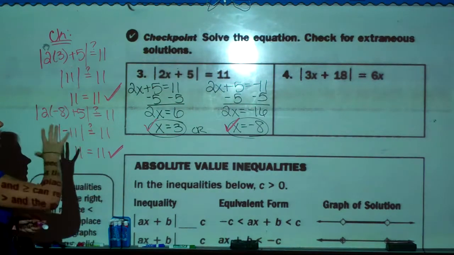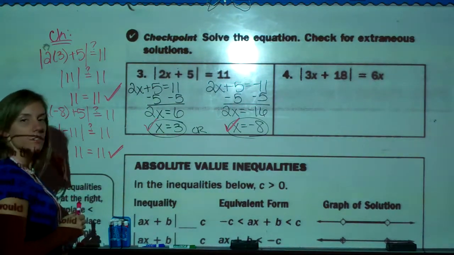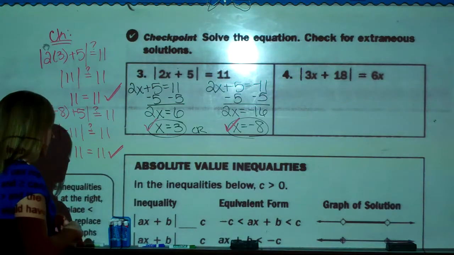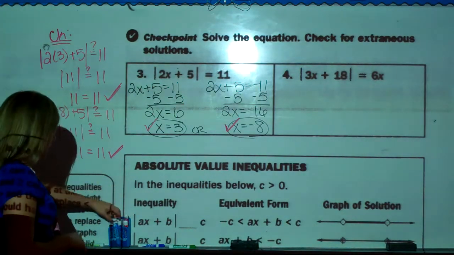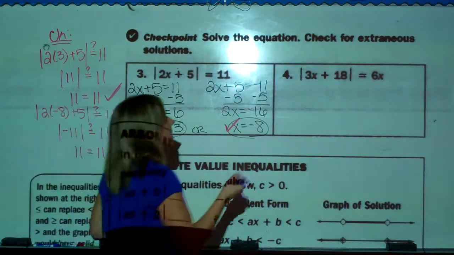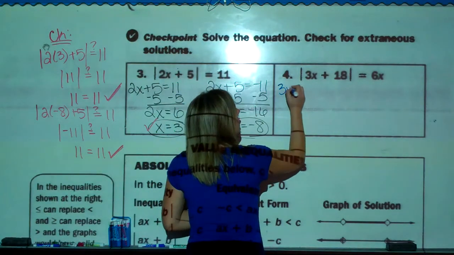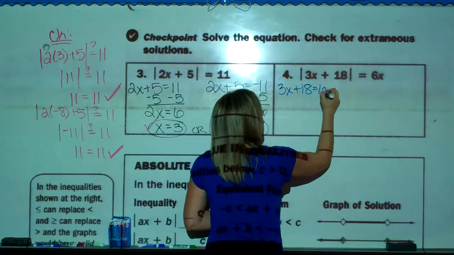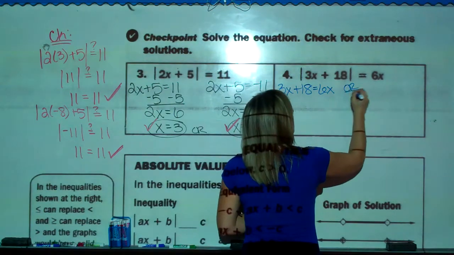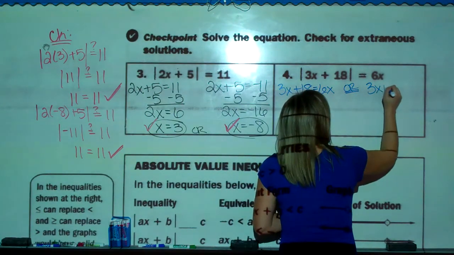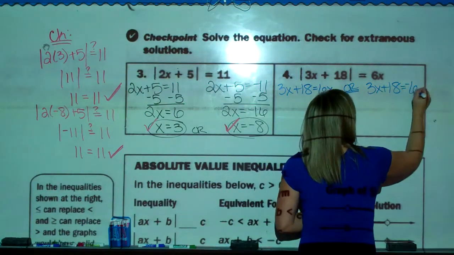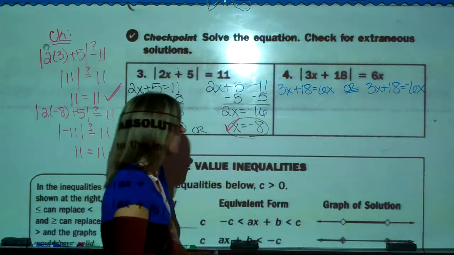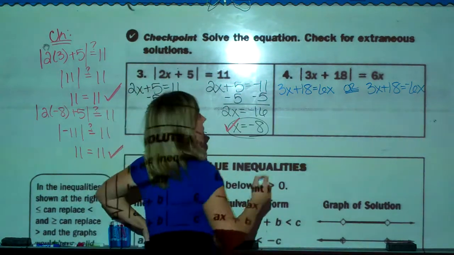For the next one, I'll probably have to erase this so you can check it somewhere else, or you can go off on the other side or something like that. Okay, so for this next one, 3x plus 18 equals 6x, or 3x plus 18 equals -6x. Okay, in this case, let's get the x's together.